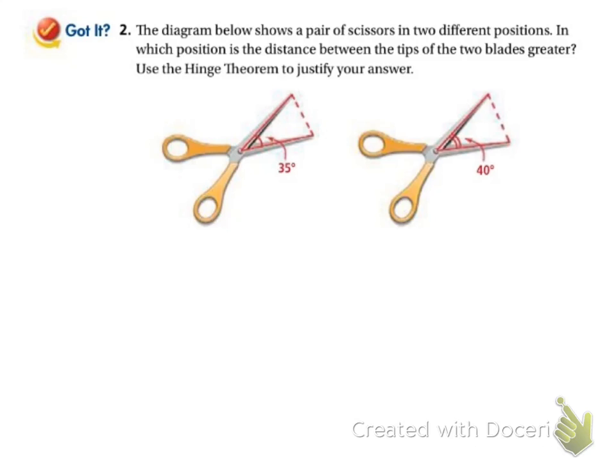Okay, so we've got two different scissors opened different amounts. So the left one is open 35 degrees, and the right one is open 40 degrees. So these are the same scissors, so this one is congruent to this one, and this one is congruent to this one. So I've met the requirements for that theorem. So if this is 35 and this is 40, 40 is bigger than 35. So this one is the bigger one. It's open wider. This one is smaller.